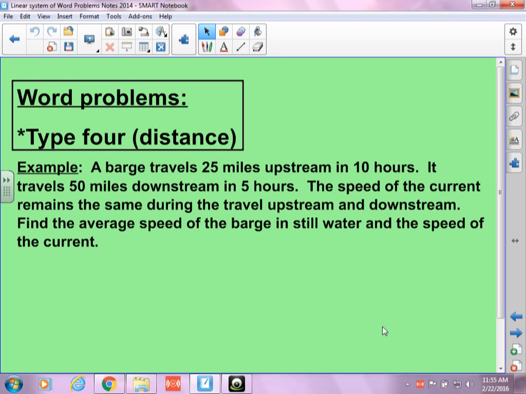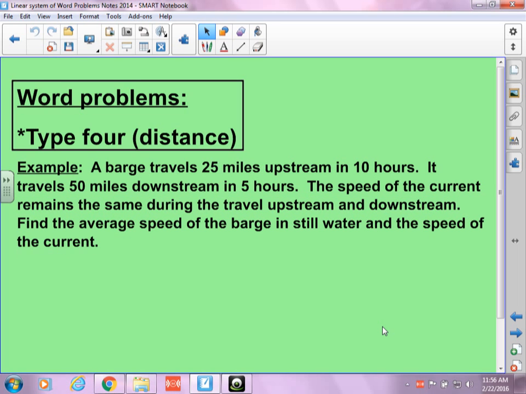So let's look at the first step. We're going to read the problem. It says a barge travels 25 miles upstream in 10 hours. So they're going up against the current. It travels 50 miles downstream in 5 hours. The speed of the current remains the same during the travel upstream and downstream. Find the average speed of the barge in still water and find the speed of the current.